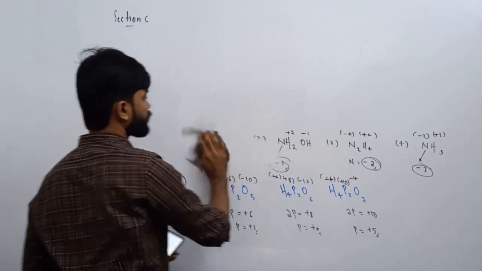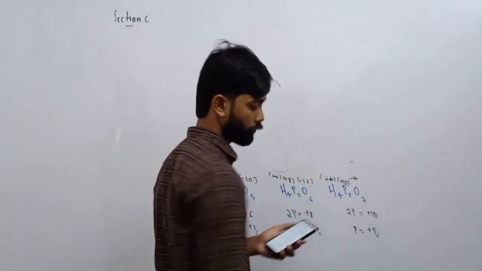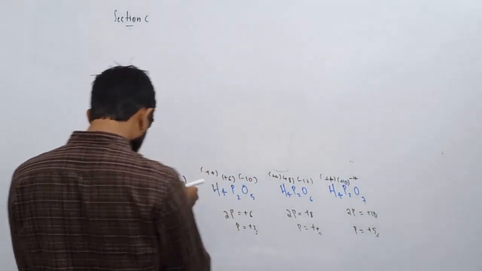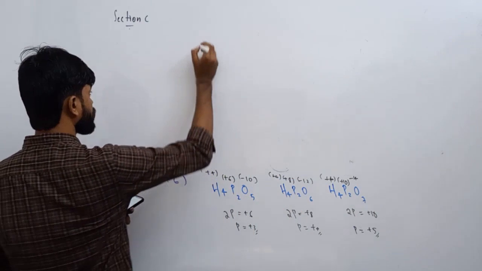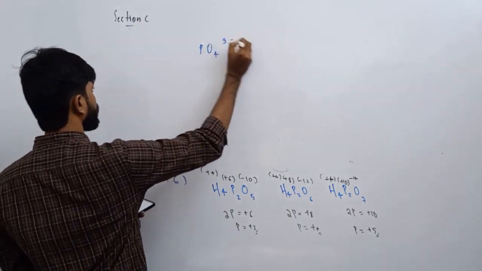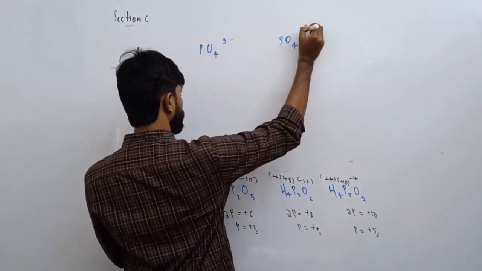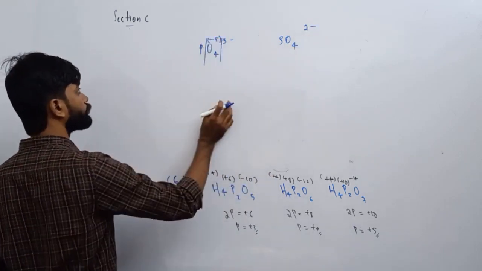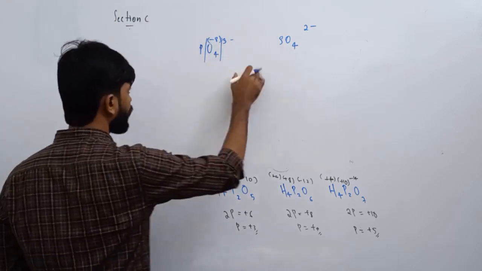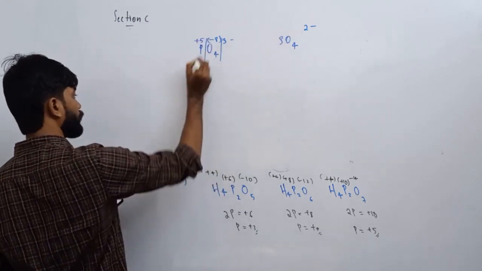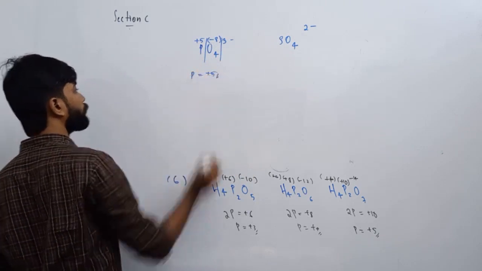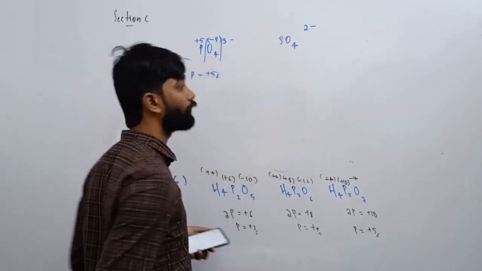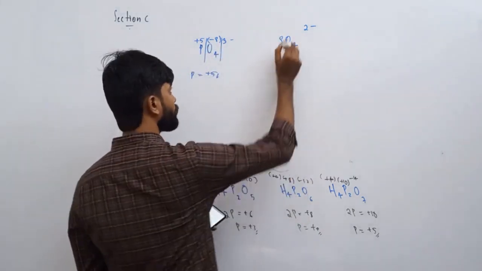So move to the next question. That is the oxidation number of phosphorus in PO4 3- and sulfur in SO4 2-. So PO4 3-, SO4 2-. We know that this should offer -8. So for getting -3 outside, the phosphorus should be +5, right? So phosphorus is +5. Agreed? If the phosphorus is +5, then the -8 from oxygen will make a -3 charge outside. That is a simple logic.